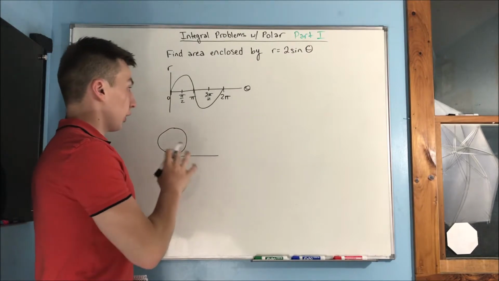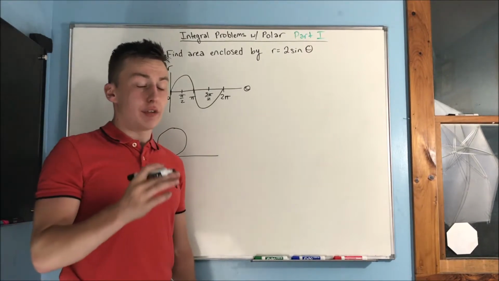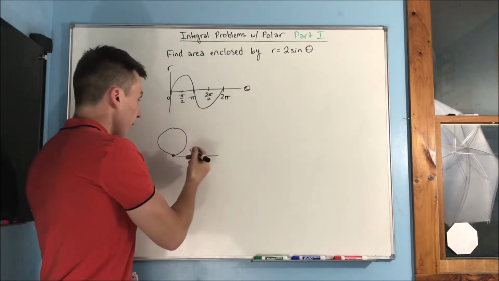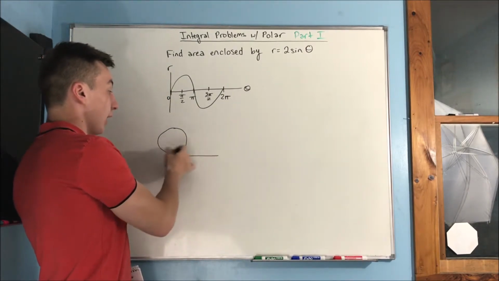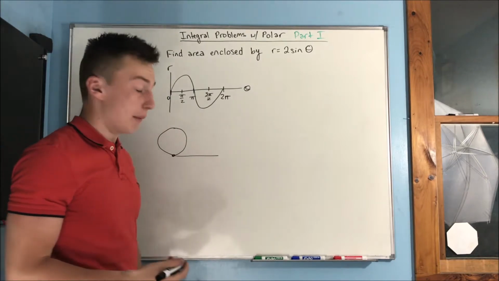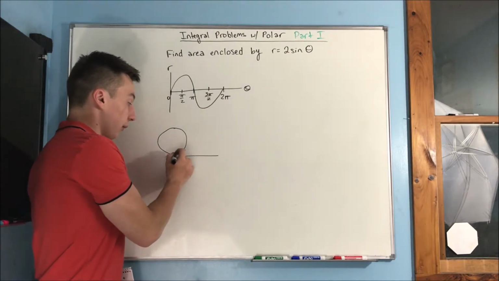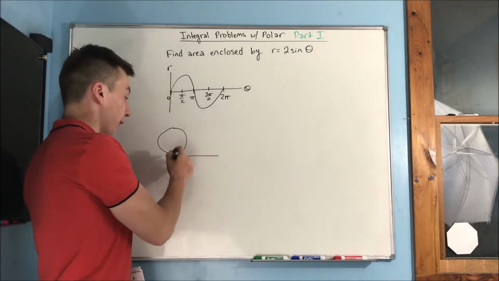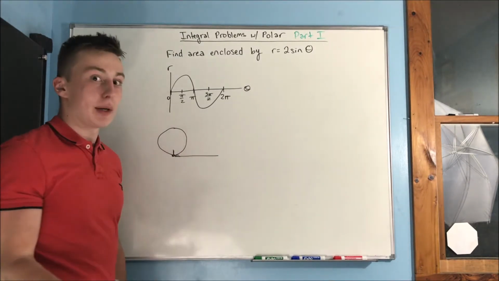If you're confused on anything that I'm doing right now, definitely go check out my graphing polar video. Anyways, back to this. All we have to do now is just find the area of this circle right here. We can do that by integrating from 0 to, honestly, this has symmetry, so we can just integrate from 0 to pi over 2 and multiply it by 2.